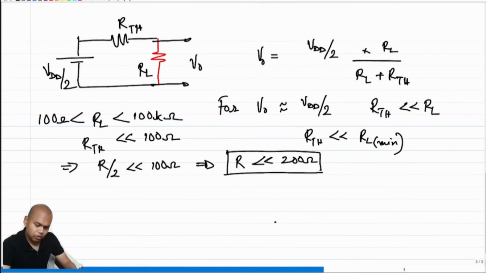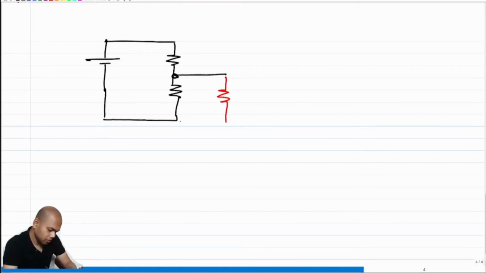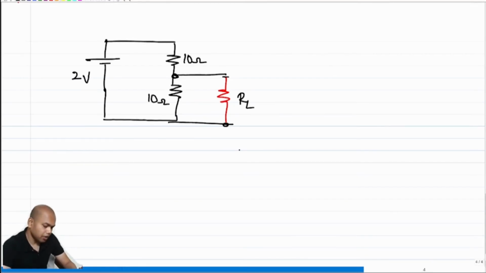Okay. This is so far so good, but is there an issue that you foresee with this type of implementation? There is indeed an issue, and the issue is as follows. Now let's go back to the original circuit that we started off with. So let's say this is 2 volt, this is RL, and we sized R to be much less than 100 ohm. Let's say we sized R to be 10 ohms. Okay. So now what do you think is the power consumption of this network? Or in other words, what do you think is the current that I am drawing from the battery?